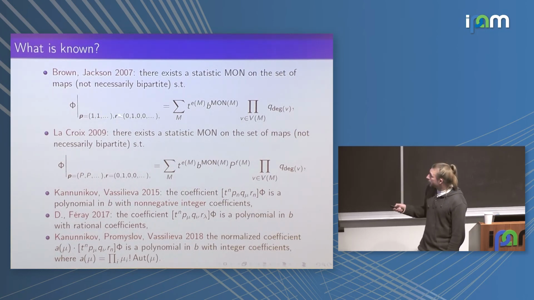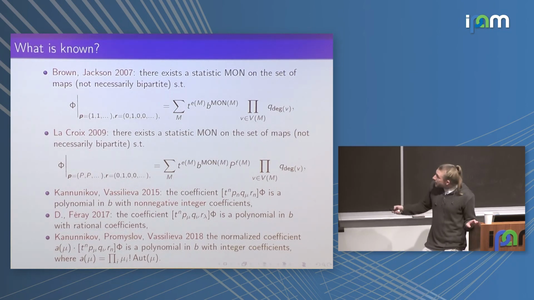Okay, so first you're turning to not bipartite maps, and then you're forgetting about tracking faces. And then they were able to prove that such a specialization is indeed a generating function of maps. So now we have maps, and we are tracking only degrees of vertices. A bit later, Lacroix strengthened this result, so he was able to track the number of faces. So now the specialization for P is you just put some variable p, and you are tracking number of faces and degrees of vertices.